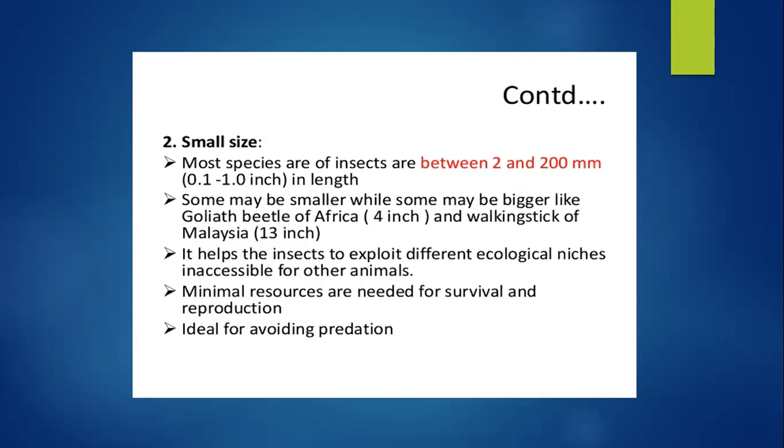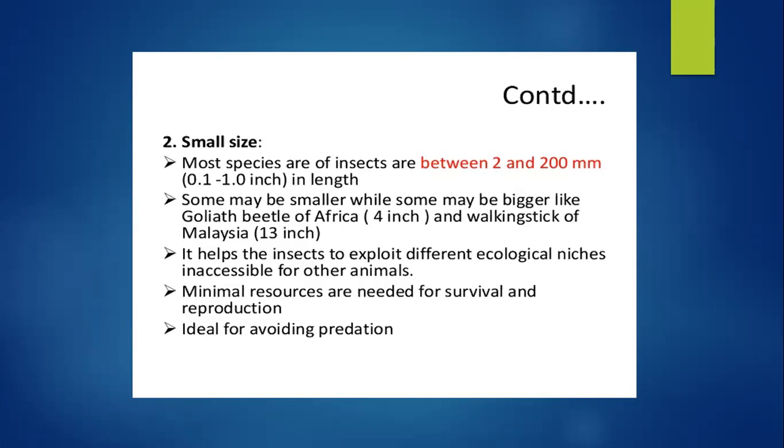Thus, of course, the insects are small. Most species are small, ranging between 2 and 200 millimeters in length. Some may be smaller, while some may be bigger, like the Goliath beetle of Africa, which is about 4 inches, and the walking stick of Malaysia, which is about 13 inches.